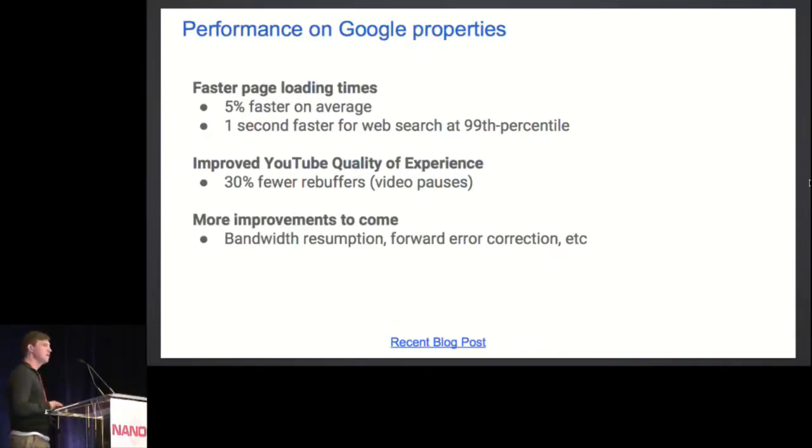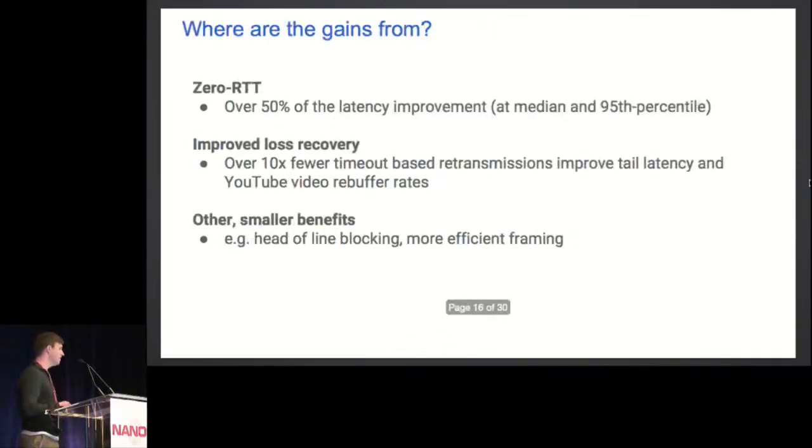It also improves YouTube quality of experience, 30% fewer rebuffers, which is a huge difference. And we have a lot more improvements to come. We're only at the beginning. Forward error correction, bandwidth resumption, much more. So 0 RTT is one of the big ones in terms of where all the improvements come from. Over half of the latency improvements come from that one thing at the moment.